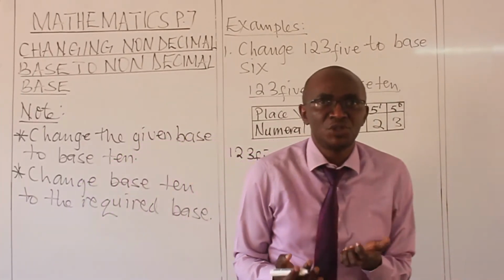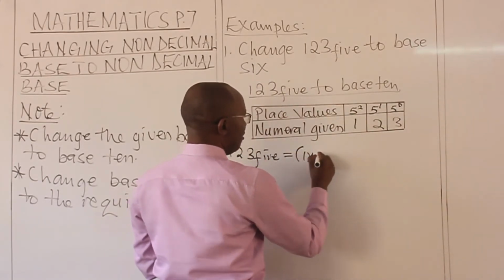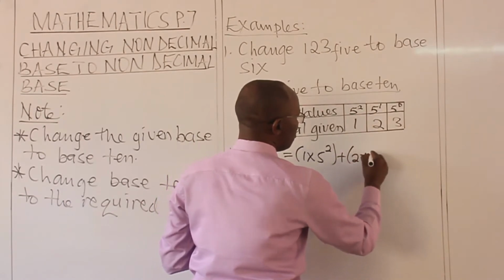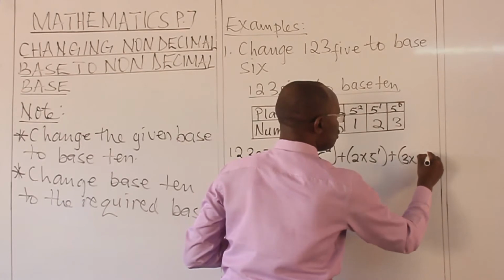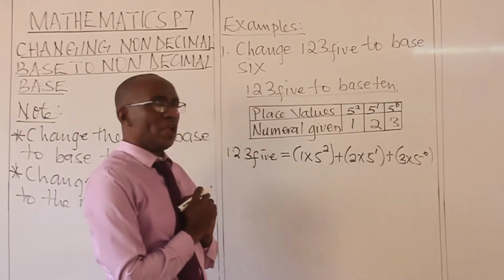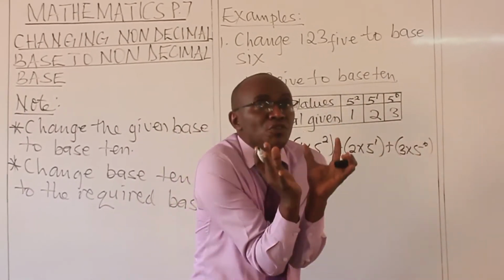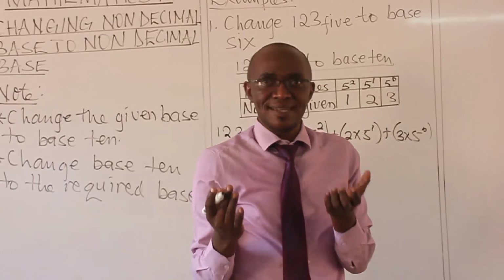We expand to change to base 10, which is decimal base. So now that is 1 times 5 raised to the power 2 plus 2 times 5 raised to the power 1 plus 3 times 5 raised to the power 0. So we have expanded. Now we must turn this in short form. And doing that, we will be changing it to base 10, which is decimal base.